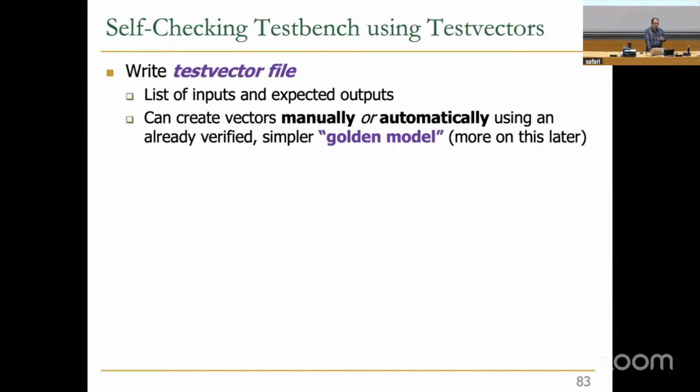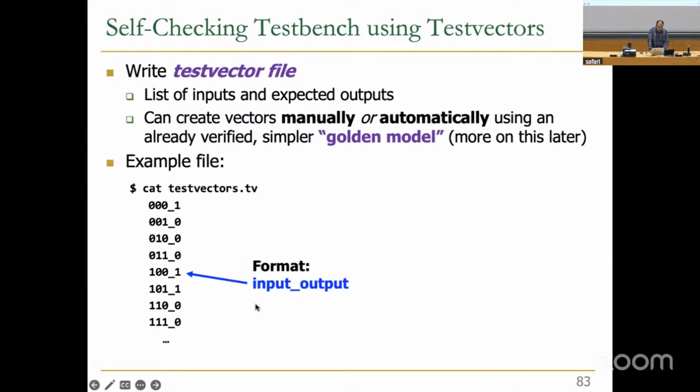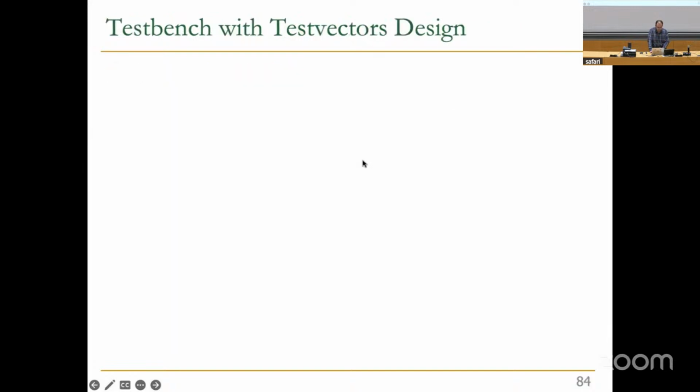You can also make it a bit smarter and use a test vector file. You can make a file and put in different input vectors and the outputs that you are looking for. Here is an example. This test vector file can be created manually or automatically. Manually means the designer just fills it up, or it can be created automatically using your golden model, which we're also going to see very soon.